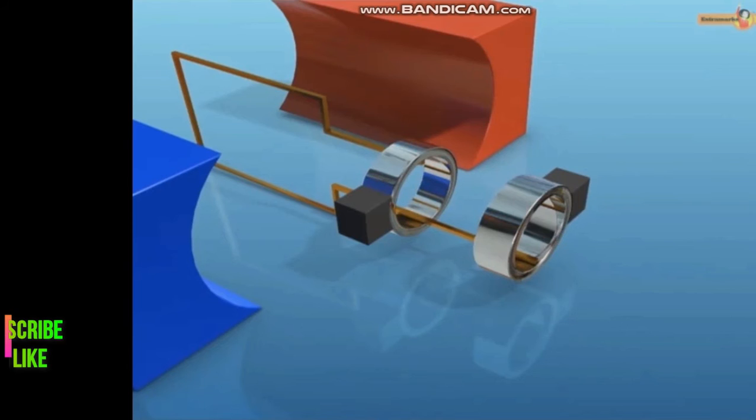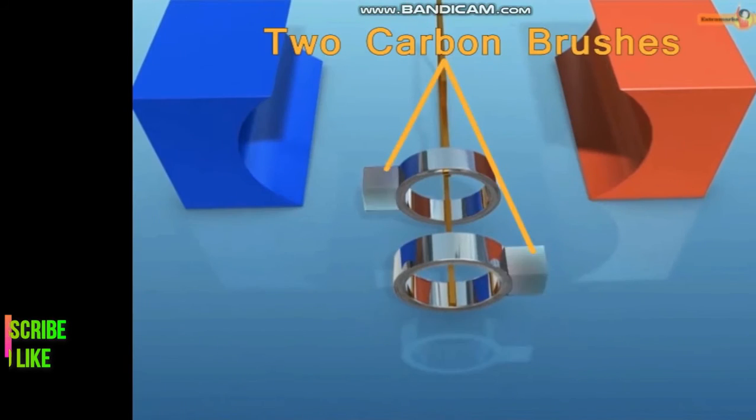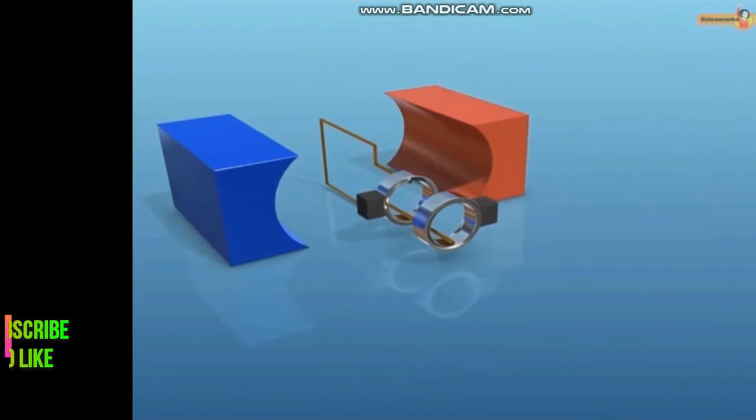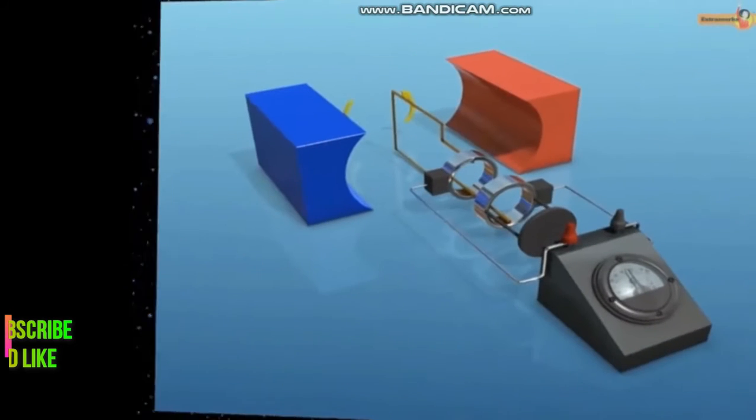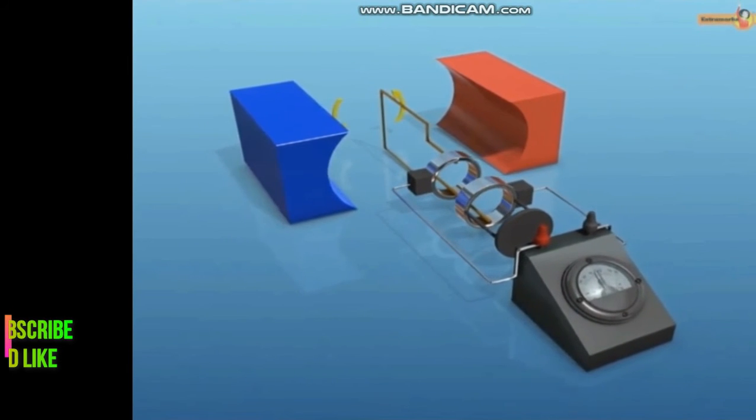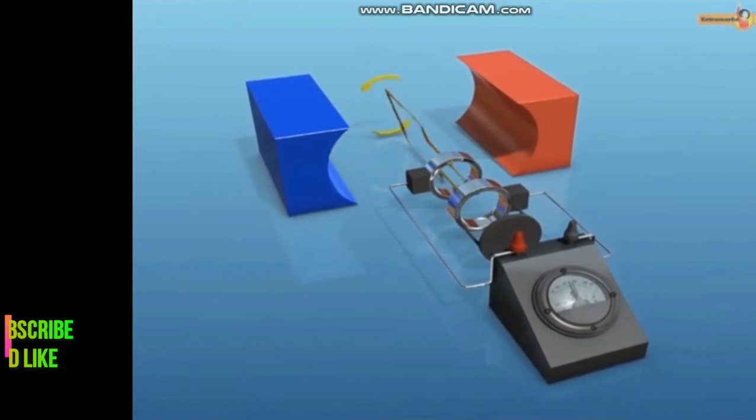The external sides of the 2 rings are conducting as they pass the current to the external circuit with the help of the brushes. The 2 carbon brushes have one end each in contact with rotating slip rings and the other end is connected to an outer circuit. A galvanometer is connected in the outer circuit to show the deflection due to the current induced in the armature. When coil is rotated between the poles, a current is induced in the coil.